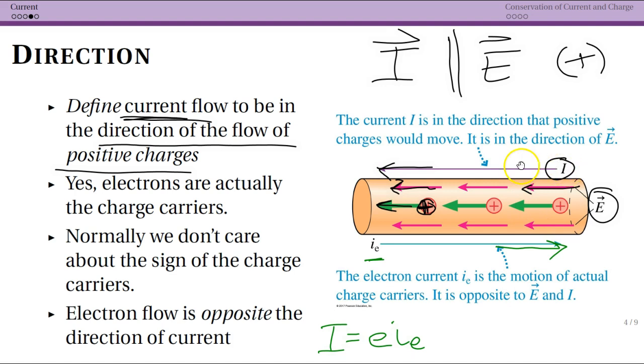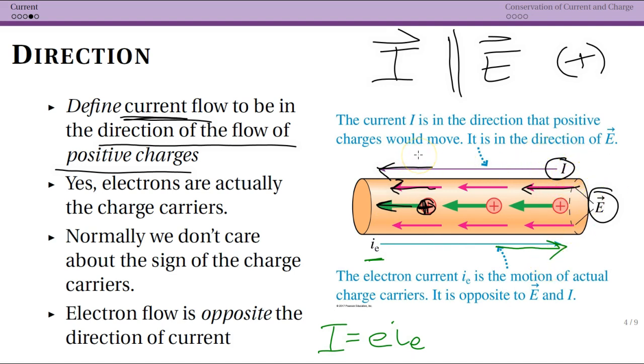But we actually say that our conventional current is to the left, which corresponds to positive charges flowing to the left. If for whatever reason you go on to study electronics in the future, you will find that some electronics textbooks will use conventional current, which is what we're doing, capital I, and other electronics textbooks will sometimes use electron current.